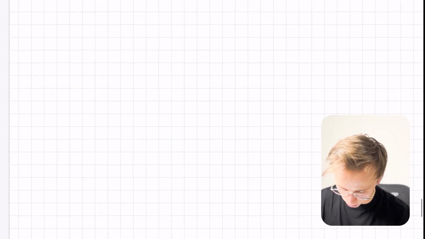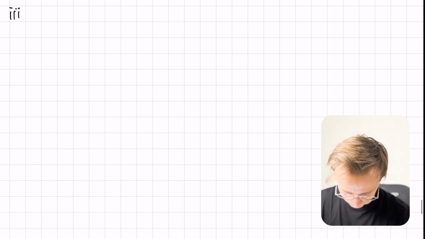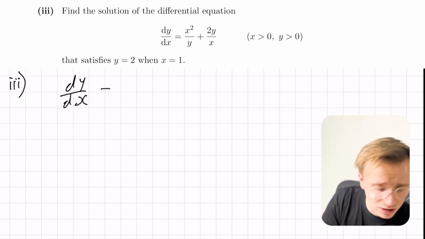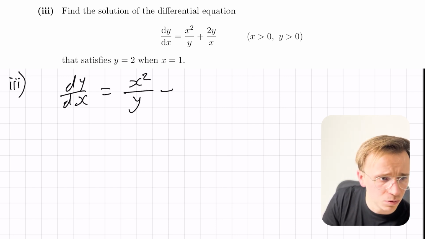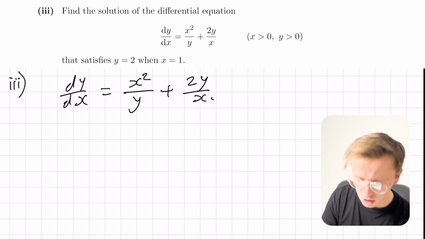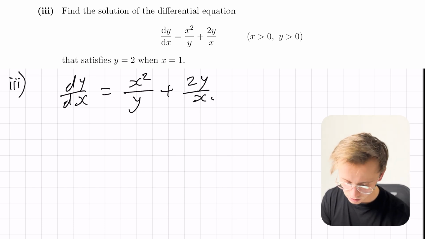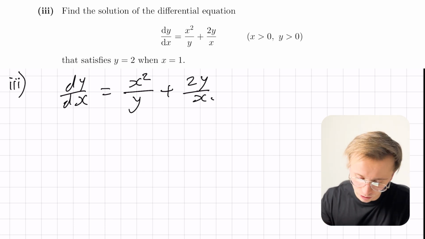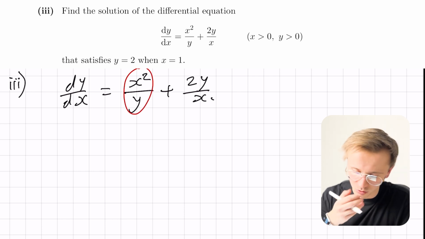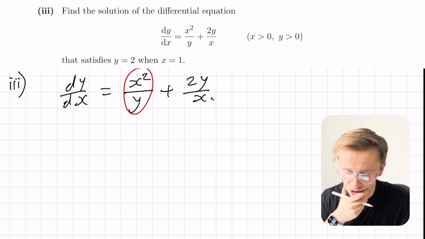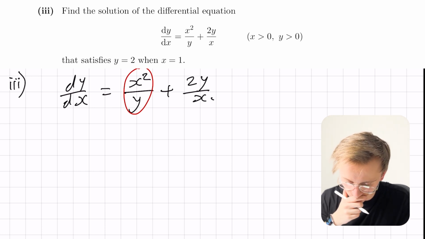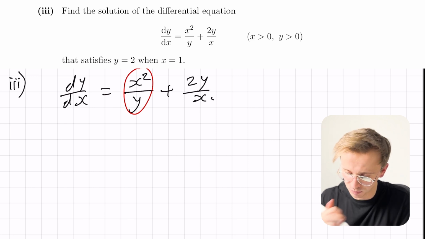So next we need to scroll on, and I'll use a new page for part 3. What do I need to do? I need to solve dy by dx equals x squared over y plus 2y over x. Okay, similar again, all that we've changed is an x squared, but what I'm noticing is I'm not going to end up here with a 1 over u. I'm going to have an x over u, which is going to be a pain because I now can't do separation of variables, so it's much more difficult for me to solve.